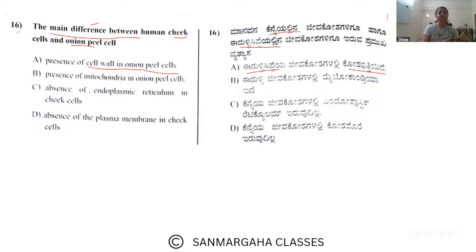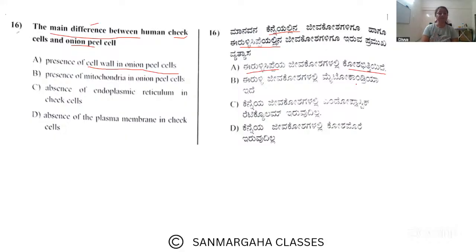So presence of mitochondria in onion peel cells, correct? Mitochondria is also present, but not only in onion cells, in both the cells, in plant cells also, in cheek cells also, in onion peel also it is present. So mitochondria is present in onion cells, and not only in onion, it is also present in human cheek cells.